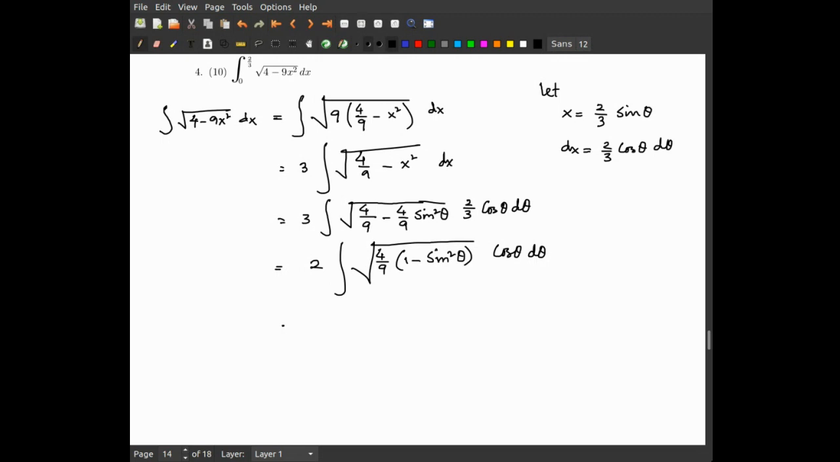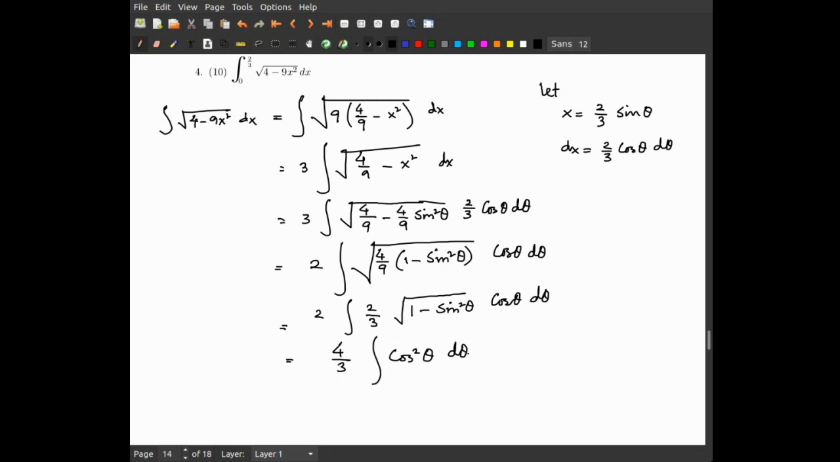So in that case, what can we do? We can take that square root of 4 over 9 out. That would be 2 over 3. So that is 2 times 2 over 3, the integral of square root of 1 minus sine squared theta cos theta d theta. So we can see that this is 4 over 3, and 1 minus sine squared is cos squared. Square root of cos squared is cos, but there is another cos at the end. So in total, we have cos squared theta d theta.